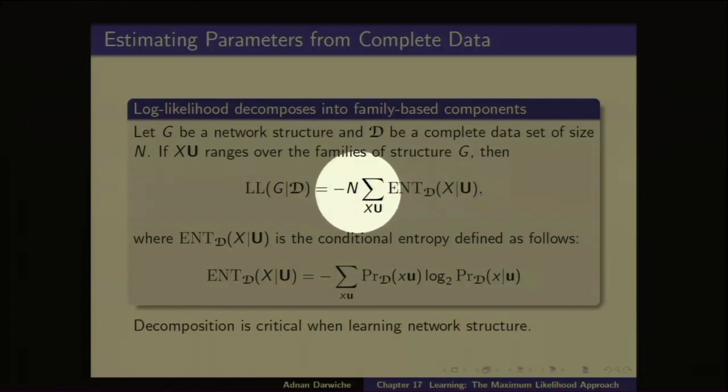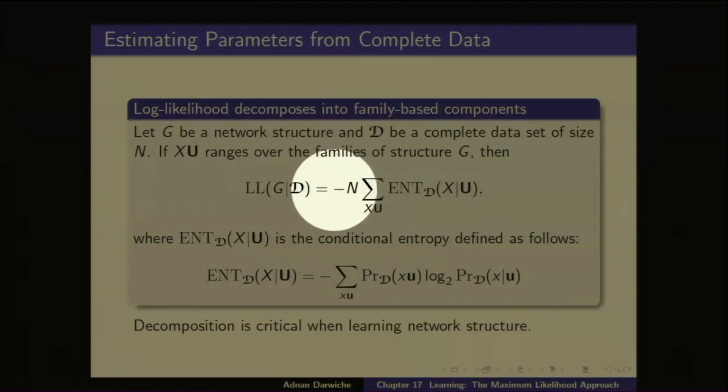Look at this carefully. What do you have here? A sum. What is the sum over? Over the families. So if you have a network that has 5 variables, this sum has 5 components. Each one of them is the variable X and its parents U. What does this say? Compute the entropy, or conditional entropy, of X given U, based on the empirical distribution. This quantity depends only on a family. Aggregate them, multiply by the size of the data set, and you get this.